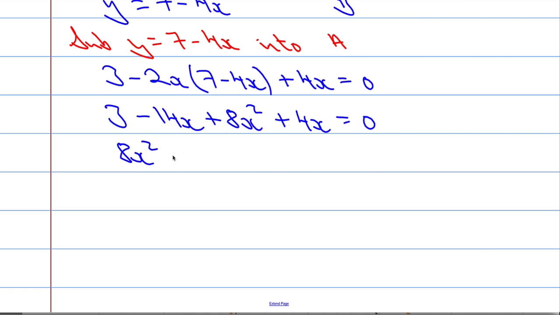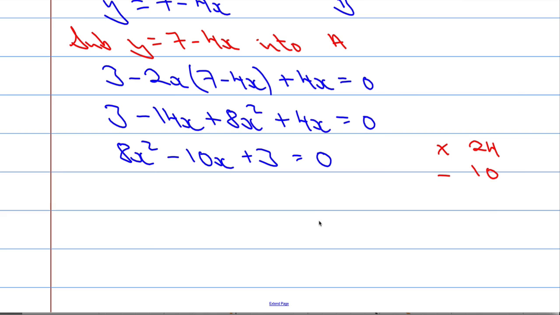Tidying things up: 8x squared, gathering our terms, negative 14x plus 4x is negative 10x, and then we've got the 3, and that's going to be equal to 0. Okay, now this is going to be a particularly tricky one to factorize. Lots of different methods you can use, but I'm going to do 8 times 3. So this times this, 8 times 3, we get 24. So I'm going to think of two numbers that multiply to make 24 but add to make negative 10.